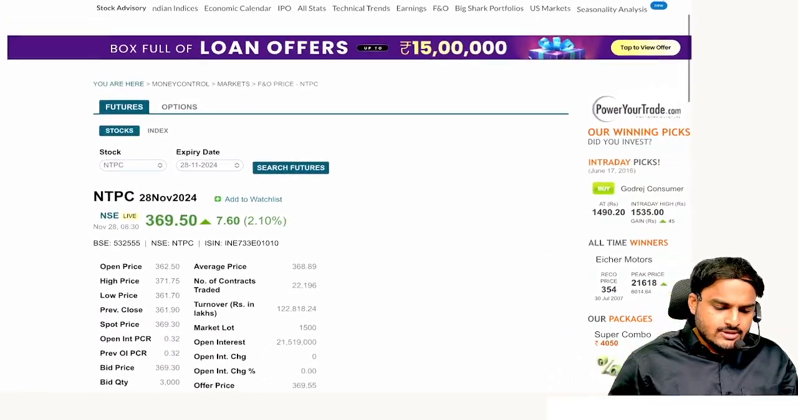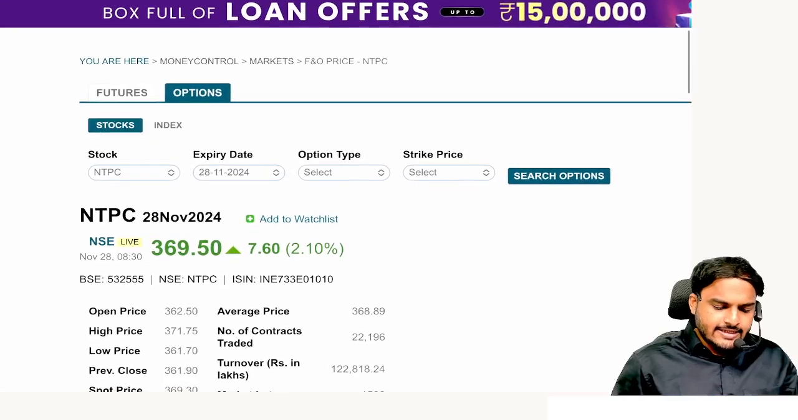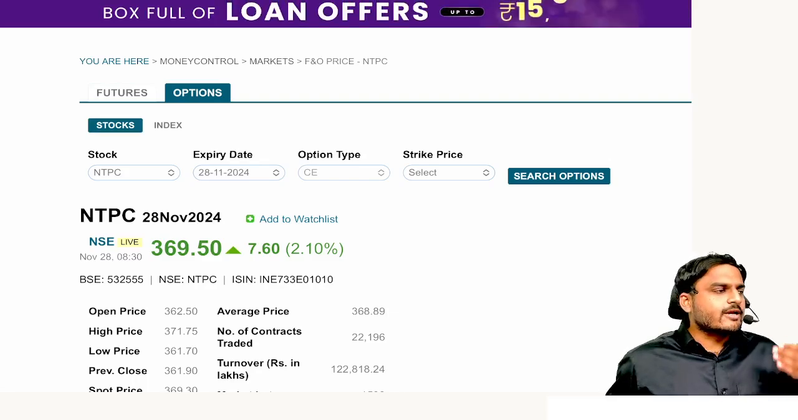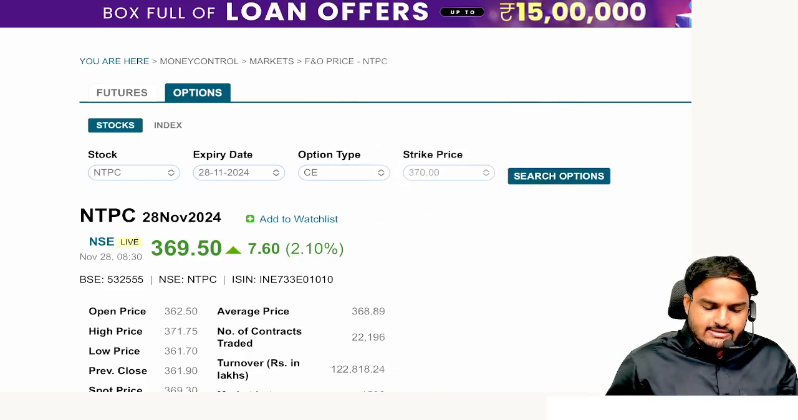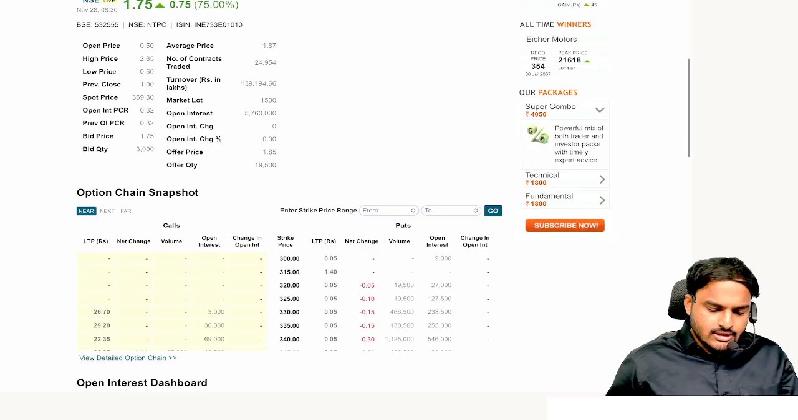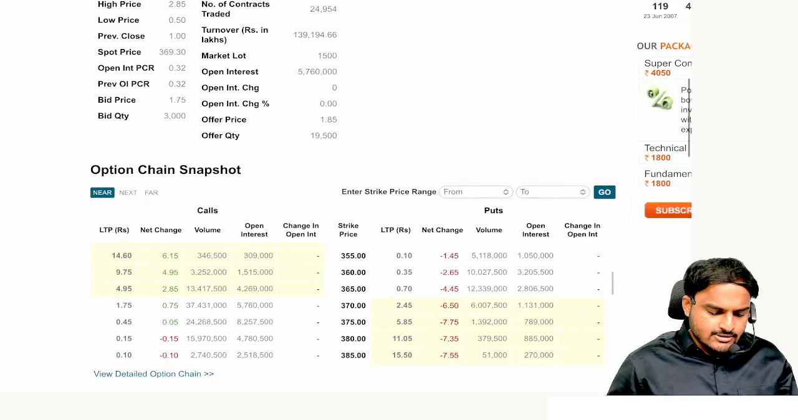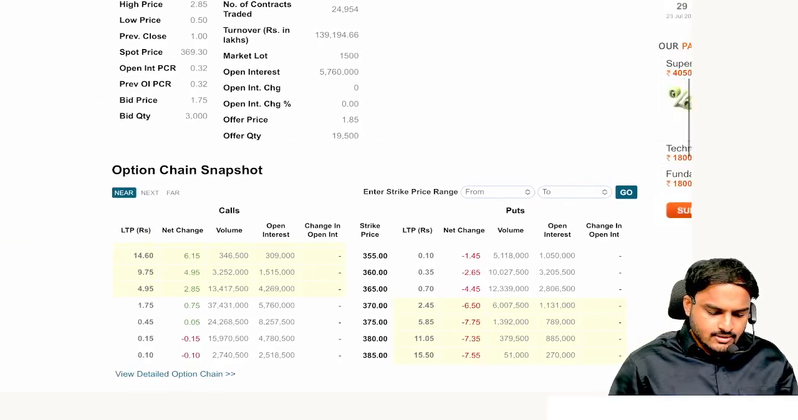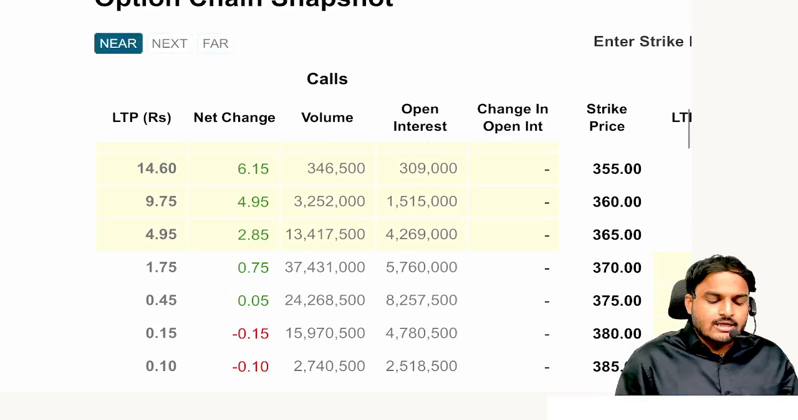So this is a future, right? I'm talking about options. So options, NTPC, expiry date today, option type call option. I'll purchase a call option when I think that the share price will increase. And strike price, for example if it is 370, search option. So right now, at what price is that option trading? Right now, calls, here you can see the 370 call. What is the last trading price? 1.75.